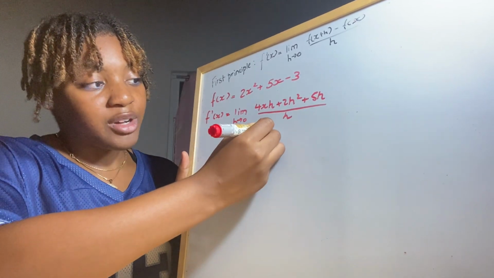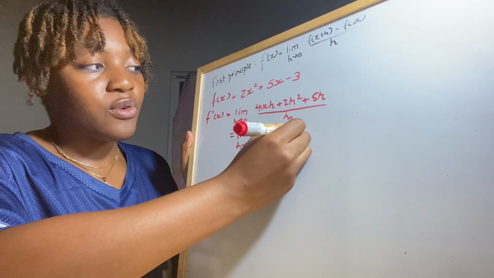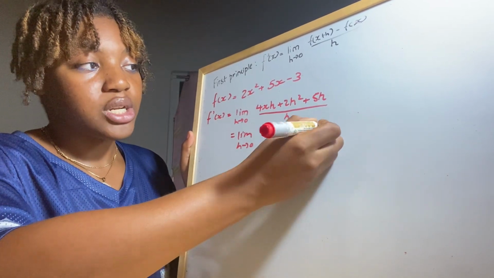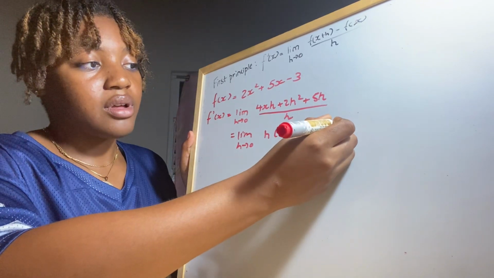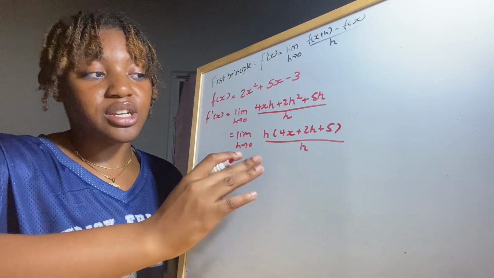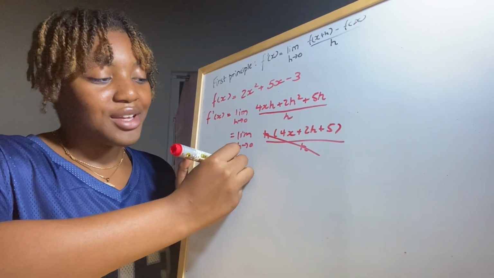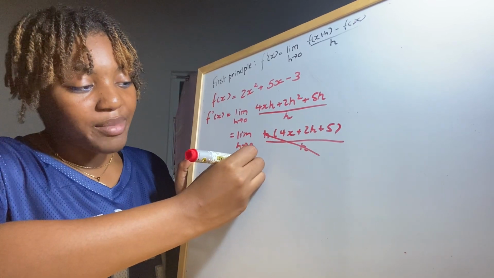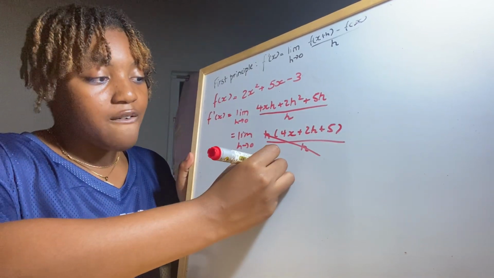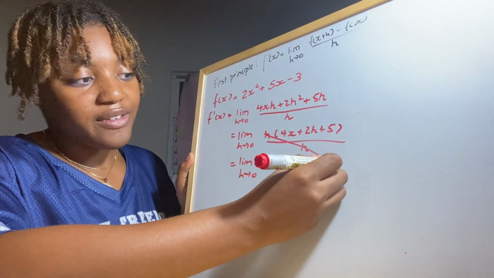I'm going to factor out an h in the numerator. And that would leave us with 4x plus 2h plus 5 over h. There's an h in the numerator and there's an h in the denominator. We're going to cancel out the h's. Okay. And we're left with the limit as h approaches 0 of 4x plus 2h plus 5.